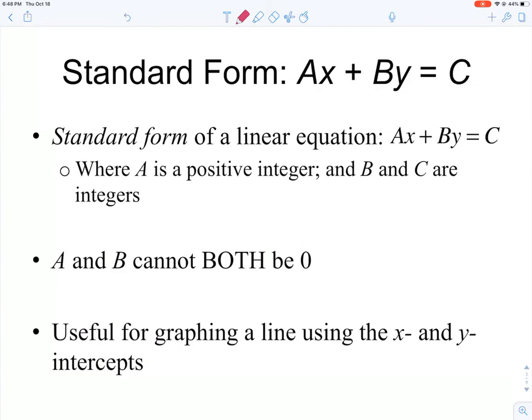Okay, so standard form of the equation of a line is ax plus by equals c, where a, b, and c are integers, and a is supposed to be a positive integer if you're looking at strict standard form. But really, the biggest characteristic of standard form is the fact that both variable terms are on the same side of the equation.